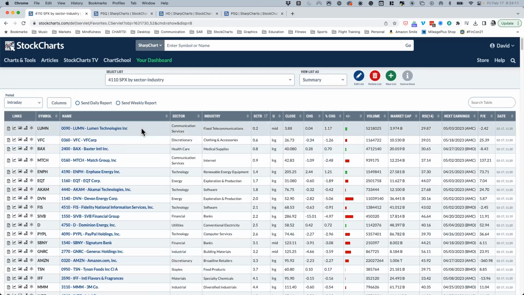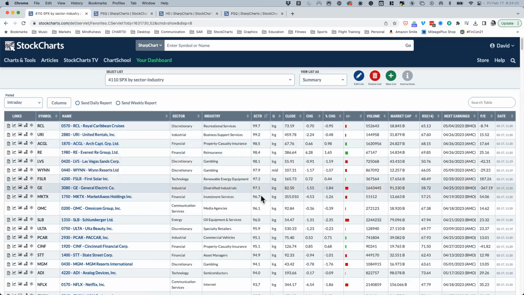Obviously, of course, you can sort it the other way, and you can see that Lumen Technologies is the worst performing name based on our scooter rankings, in a consistent downtrend. There's a bunch of things in the middle, but focusing on those names at the top and the bottom of the list can be helpful.